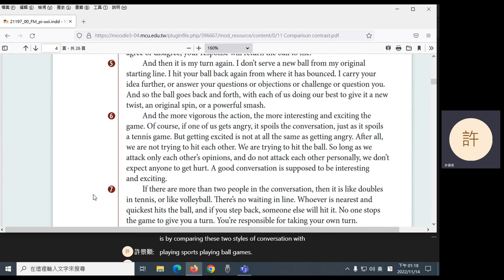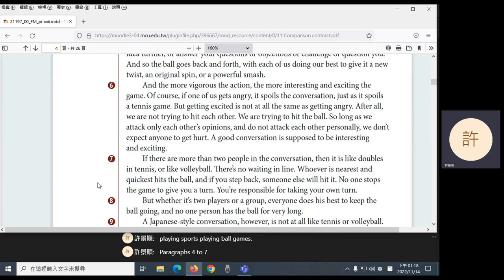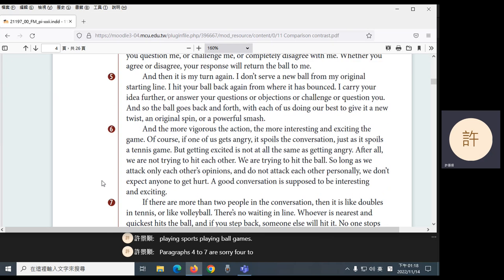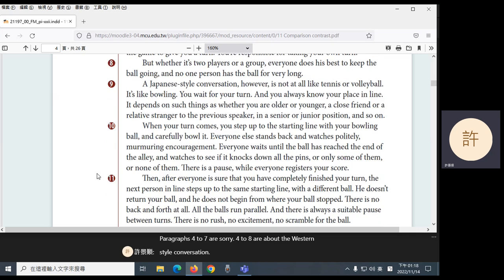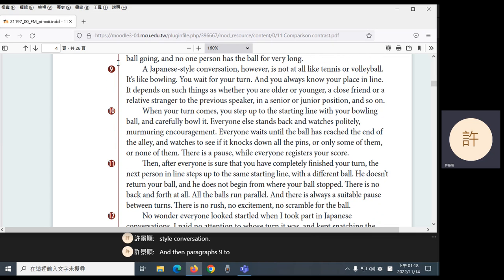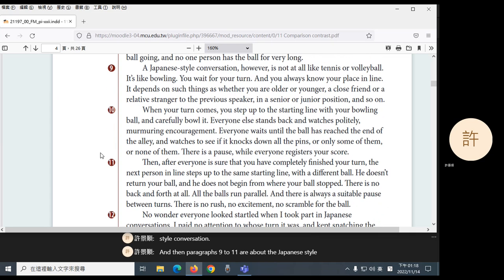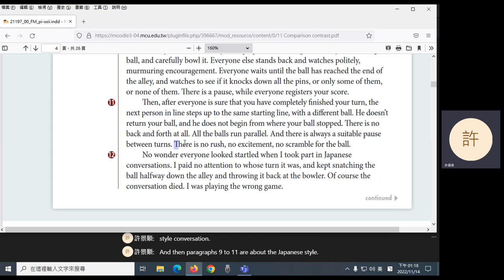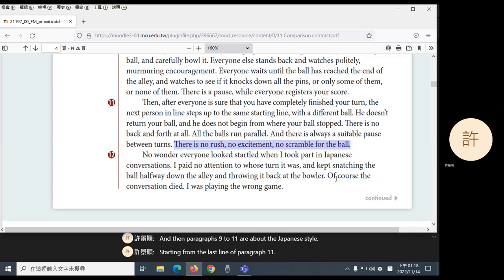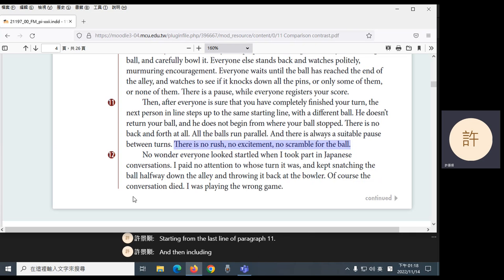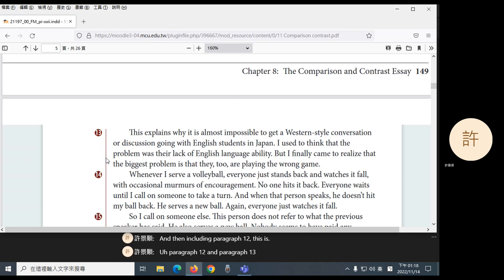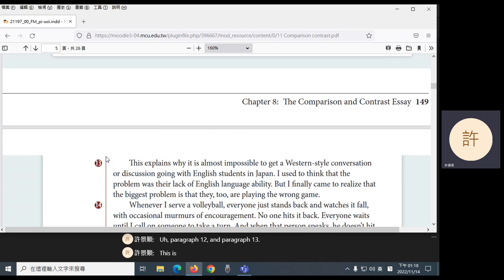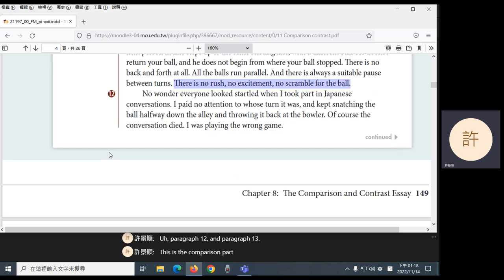Paragraphs 4 to 8 are about the Western style conversation. And then paragraphs 9 to 11 are about the Japanese style. Starting from the last line of paragraph 11, and then including paragraph 12, this is paragraph 12 and paragraph 13. This is the comparison part, putting these two together.